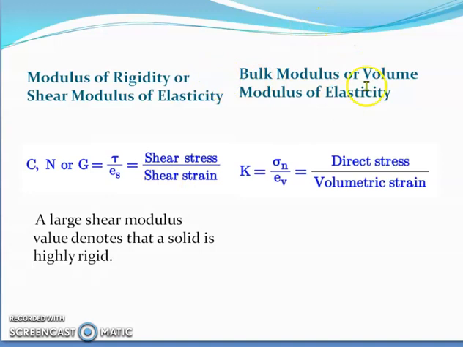Next, we need to discuss is bulk modulus, or that can be called volume modulus of elasticity. So bulk modulus can be represented by the letter K, capital K. So capital K is equal to sigma n divided by EV. Sigma n represents direct stress, EV represents volumetric strain. We have already discussed the volumetric strain. Volumetric strain is the ratio between change in volume to the original volume.